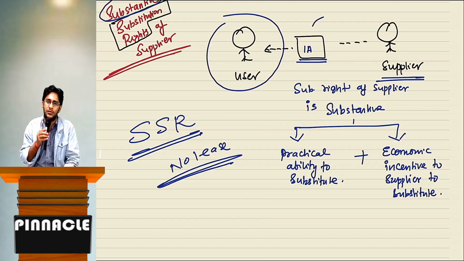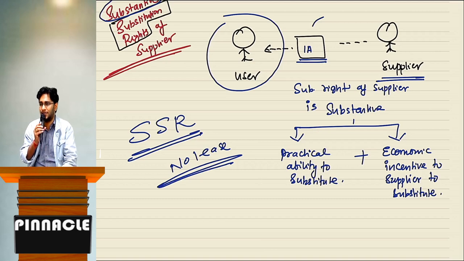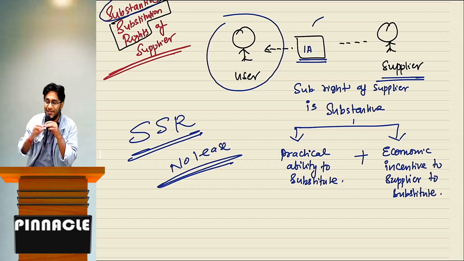Next. I took an asset from you and I stay in a city which is very, very far from where you stay. If you want to substitute this asset, you yourself have to come, pick this up, take it back and deliver a new asset to me to my satisfaction. The chance of this happening is less likely. So practical ability means the realistic possibility of this happening. Number two, by doing this, does he have some incentive? The supplier should have some incentive.